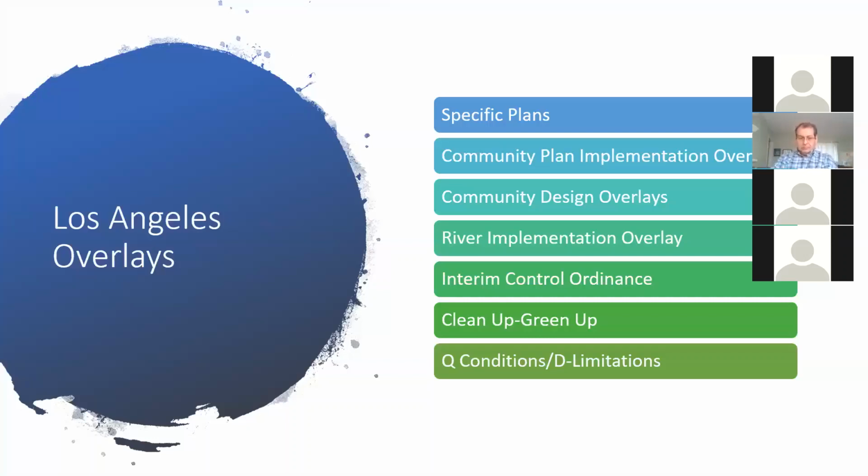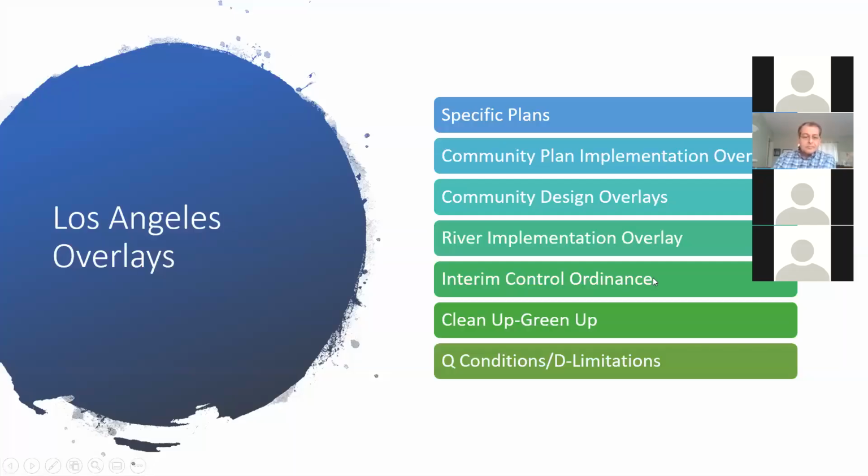The river implementation overlay is similar to the CDO, except it's applicable to the river-adjacent areas in LA, well, to the LA River. It's meant to support the ecological health of the river and helps support compatible land uses and encourages parks as well as multimodal connectivity between the river and its surrounding environment.